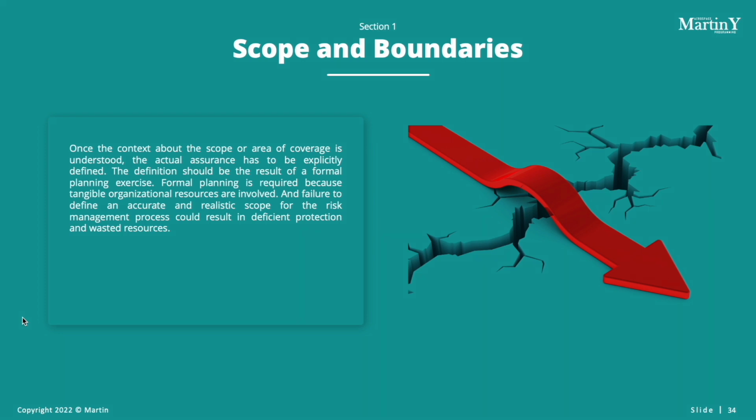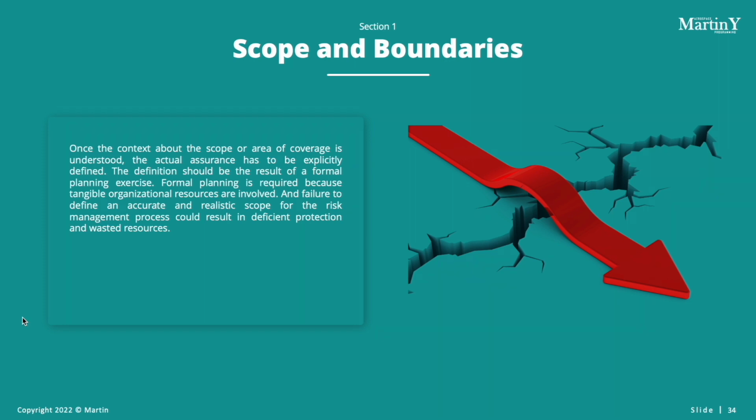So the idea is that the definition should be a result of a formal planning exercise. You should meet with your team and discuss which assets require assurance and talk about prioritizing them. So formal planning is required because when the resources of your company are involved, you should really plan and see in what area how much you should invest, what risks are worth investing in and what are not.